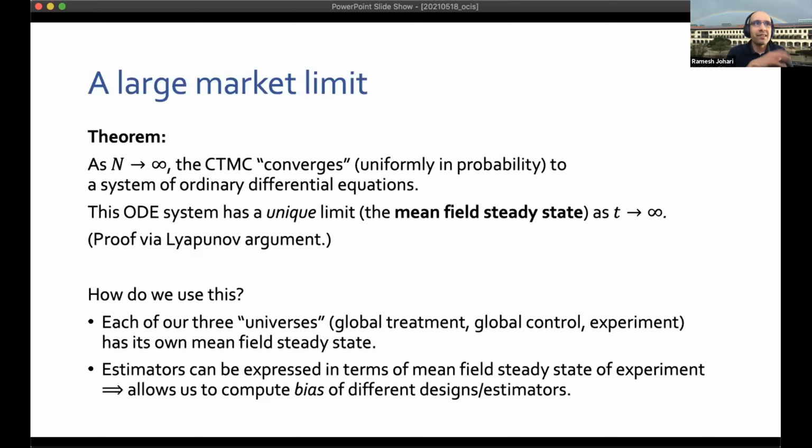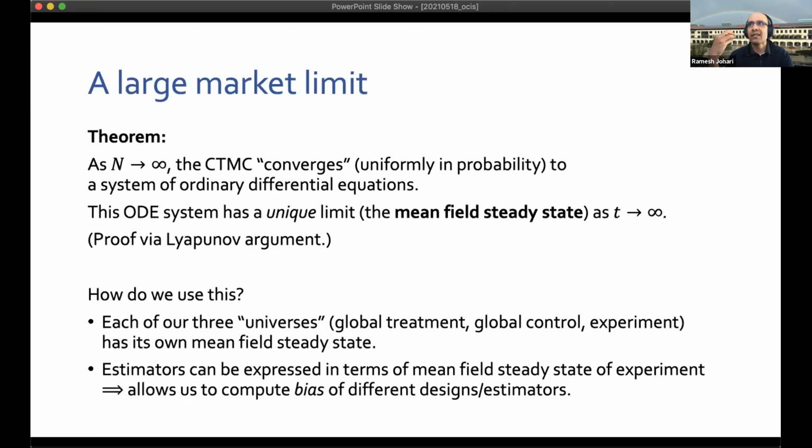Okay. So here is one mathematical interlude, just to illustrate how we apply this mean field modeling toolkit to get a structural model that we can handle tractably. What we prove is that as the total number of listings in the market approaches infinity, the continuous time Markov chain converges in an appropriate sense, uniformly in probability, to a system of ordinary differential equations that can be written down explicitly. And this ordinary differential equation system has a unique limit, the mean field steady state, as t goes to infinity. So we first take n to infinity, then we prove that this limiting ODE system has a unique object attached to it, the mean field steady state, in the limit where time grows large.